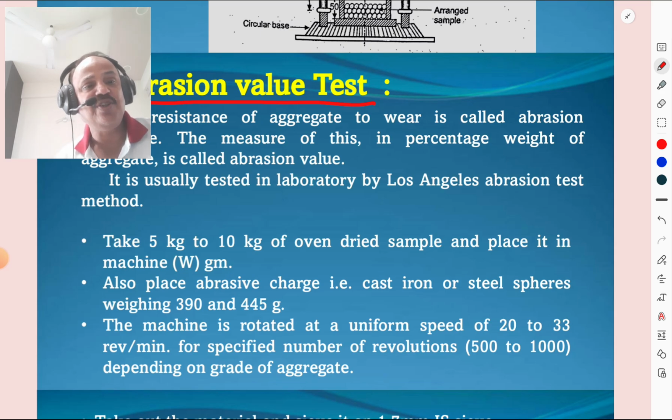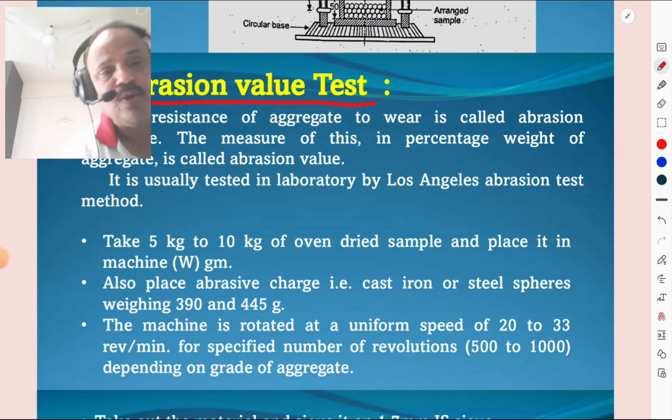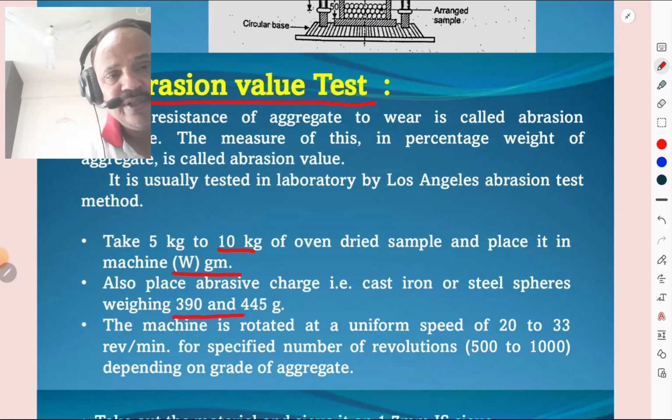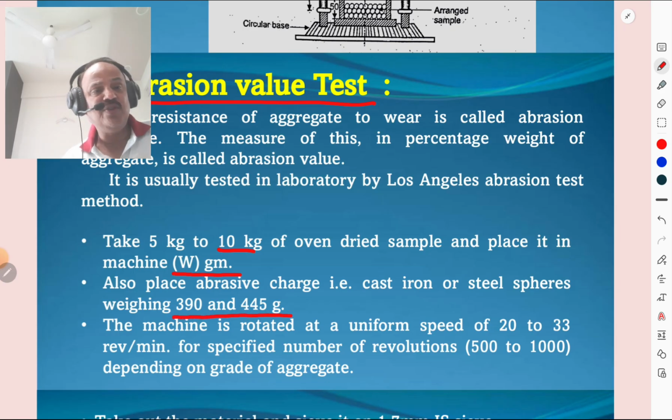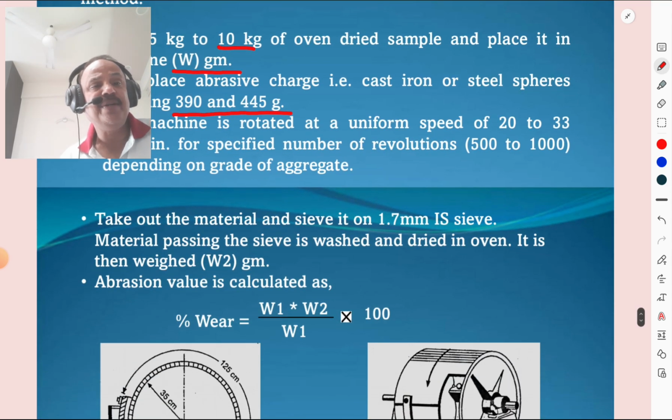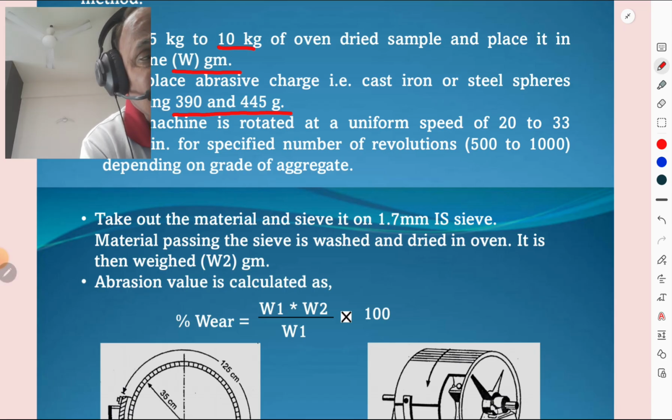Take 5 kg to 10 kg of oven-dried sample and place it in the machine, that is W1 gram. Also place the abrasive charge, cast iron or steel balls or spheres weighing 390 to 445 grams. The machine is rotated with a uniform speed of 20 to 35 revolutions per minute for a specified number of revolutions, 500 to 1000, depending upon the grade of aggregate. Take out the material and sieve it through the 1.7 mm ISU. It is not 2.36, it is 1.7 mm ISU.